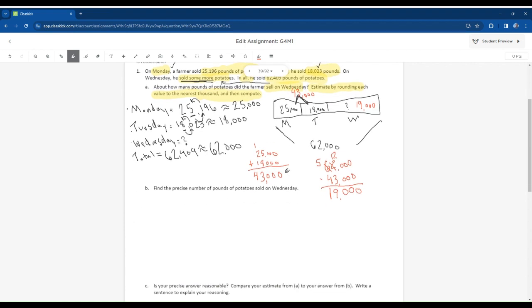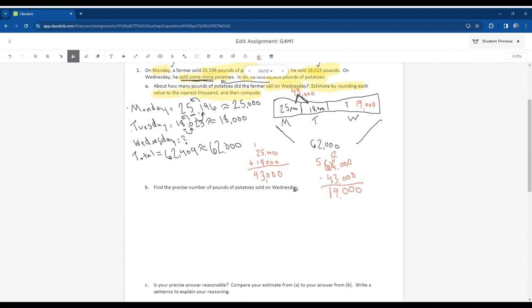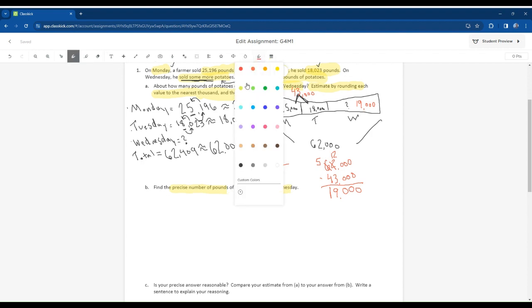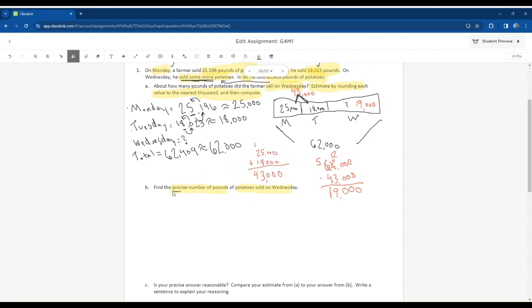Now in letter B, we're doing the same process, but we just need to use the precise numbers. That's what the directions say. Find the precise number of pounds of potatoes sold on Wednesday. So when they use this word precise, that means that we're not using rounded numbers. We want to know the actual real number of pounds of potatoes sold on Wednesday. So we're not going to use these rounded amounts.